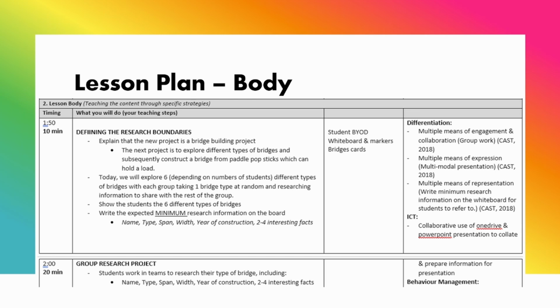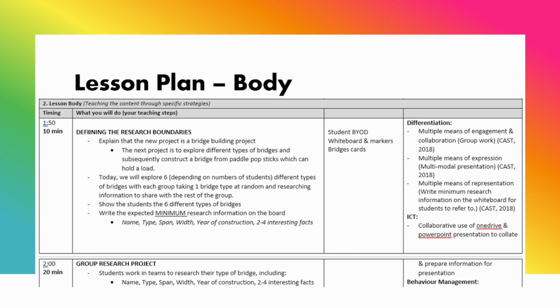Then into the lesson body, I took about 10 minutes to define the research boundaries. I split them into their table groups, and I had 6 bridges, though there were only 5 groups on the day. So I took a little card with a picture of a bridge on it around to each table, and they selected one at random, like a magic trick. Then I wrote on the board what I want you to do, the minimum research that I'm expecting from you. You've got 20 minutes to do this.